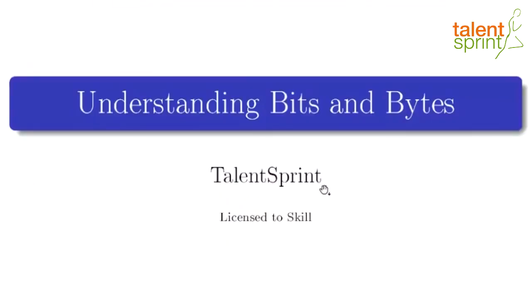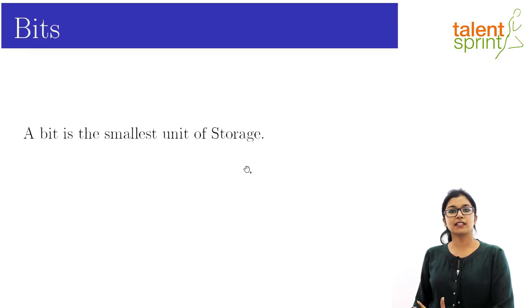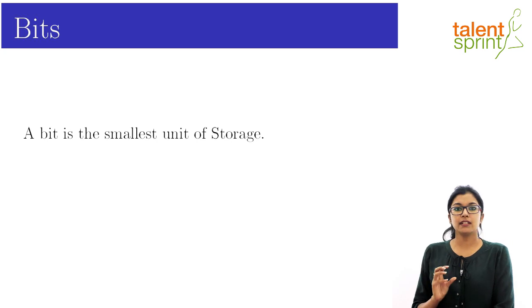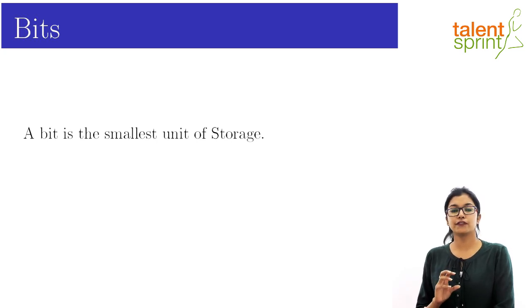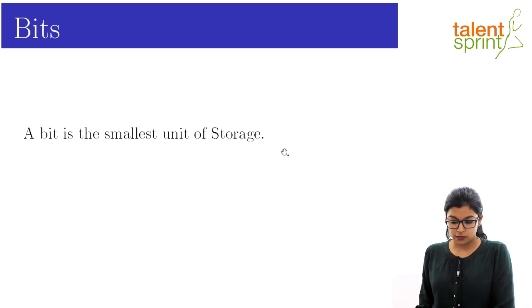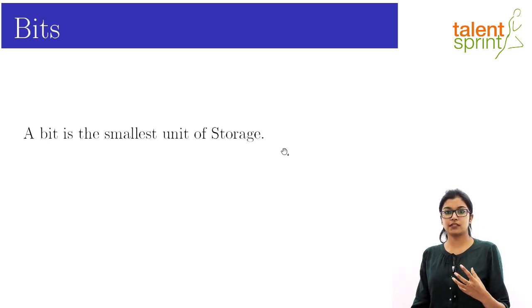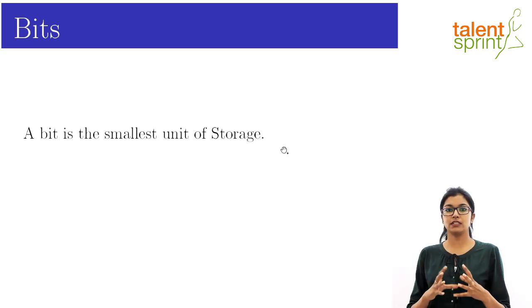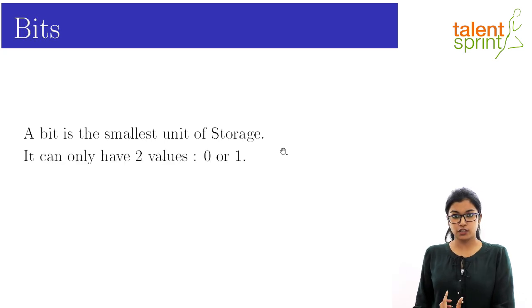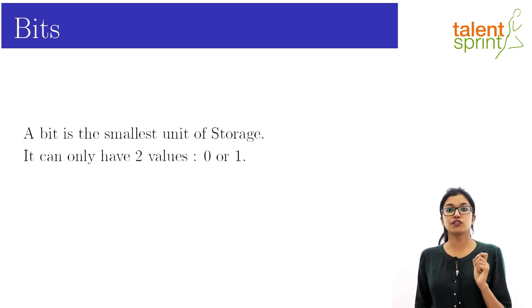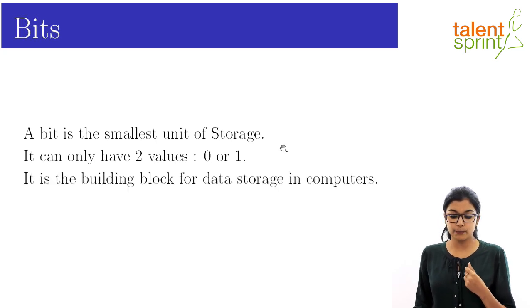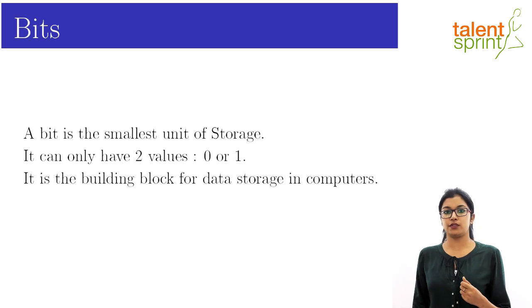Alright, so today's session we are going to start by understanding bits and bytes. Now let's first understand bits. A bit is the smallest unit of storage in a computer system. Okay? So everything in a computer system is built around this bit system. It can only have two values, 0 or 1. A bit at a time can hold just two values. Either it can be 0 or it can be 1. It is the building block for data storage in computers.